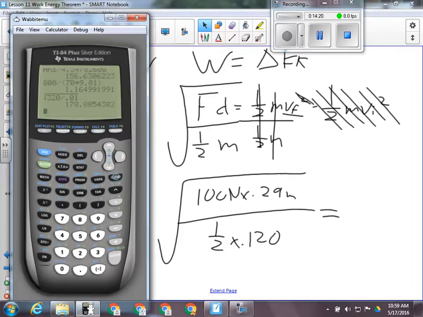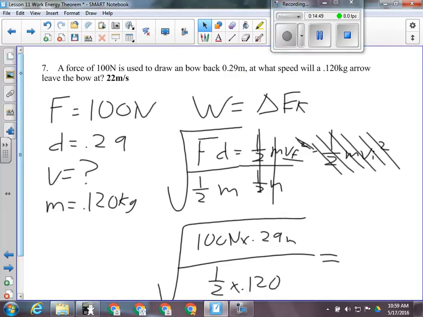And again, this is one where you probably want to do it one piece at a time. 100 times 0.29, it's 29. Then divided by 1/2 of 0.120, so that's 0.06. And then square root that. So we get 22 meters per second as its speed leaving the bow. Making sense? And like I said, guys, that is exactly like the kind of question I'll ask on a quiz or a unit exam. Exactly like that one.